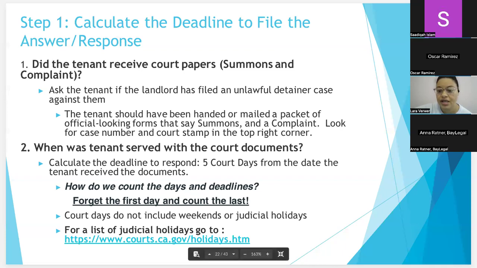So how do you calculate the deadline to respond? Again, it's 5 court days. You do not count the first day, but you count the last day.